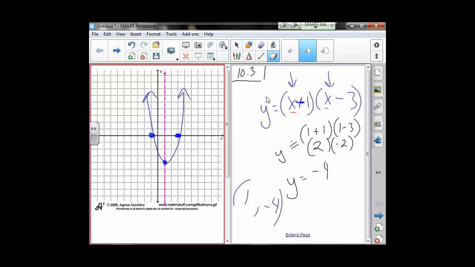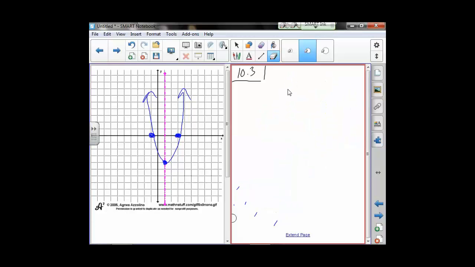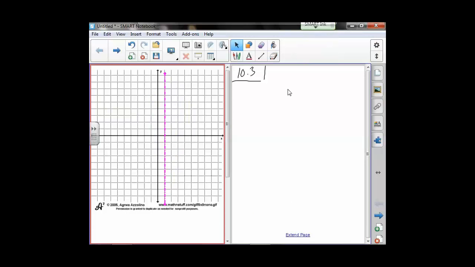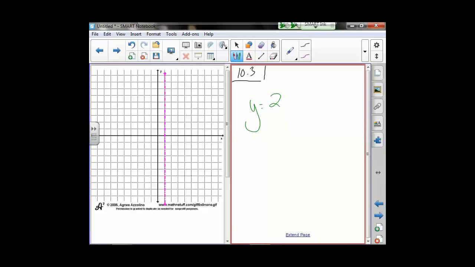I want to give you a little more practice on this before I show you when this fails completely. Let me give you another example. It's number 3 at the bottom of the page: y is equal to 2x squared minus 2x minus 12.